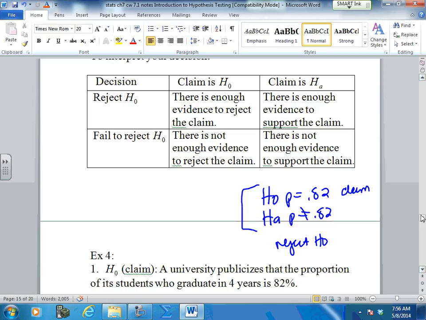Now, flip side, did not reject. Do not reject H0. H0 is my claim.